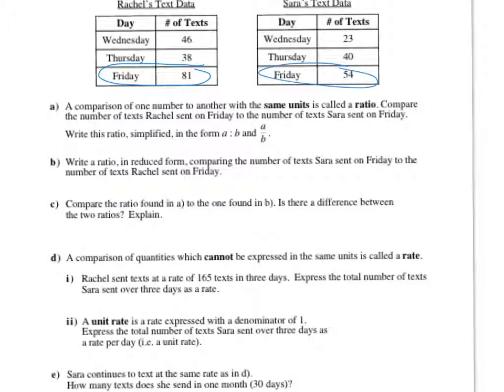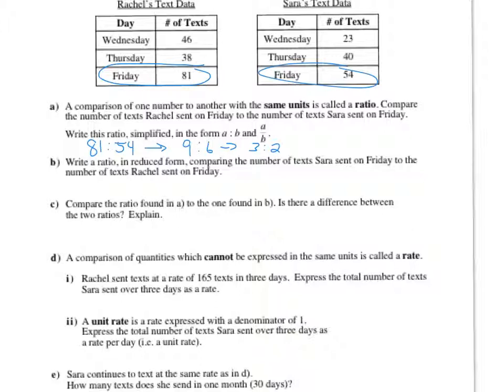So we're going to write this in a form that looks like this: 81 to 54. And we're going to simplify that down. If you divide by 9, we get 9 to 6, and then if you divide each thing by 3, you're going to get a ratio of 3 to 2.